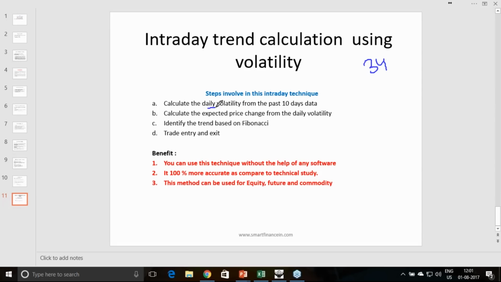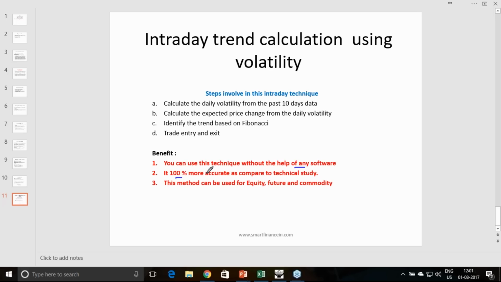In this technique, we will be calculating the daily volatility from the past 10 days data. We will calculate the expected price range using the daily volatility, and using Fibonacci, we will calculate the trade entry and exits based on the Fibonacci principle. This technique's benefit is you can use it without the help of any software. You can just formulate a small Excel sheet, and in that you can calculate and do it.